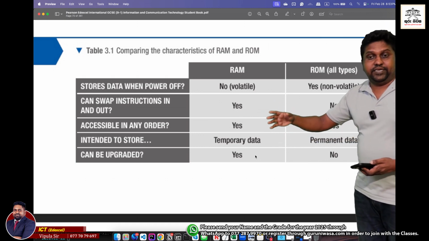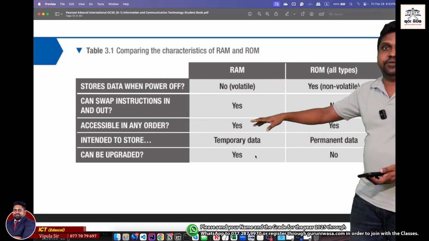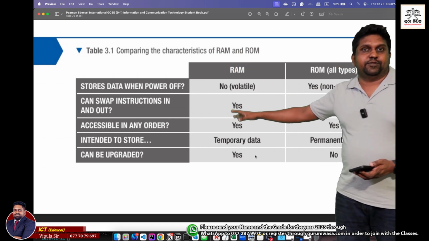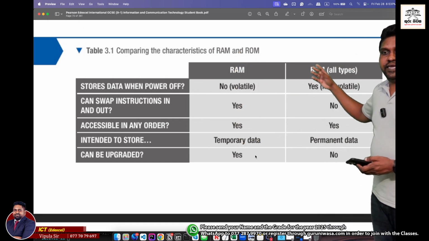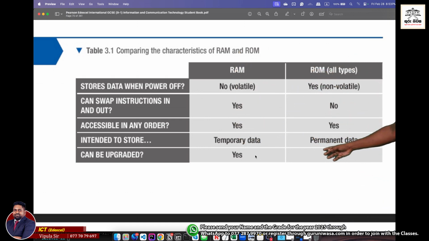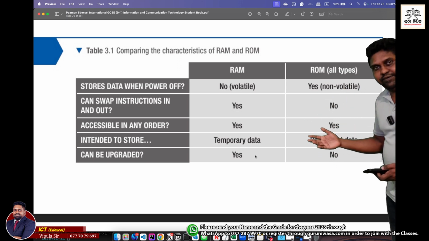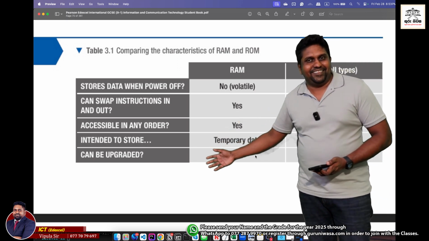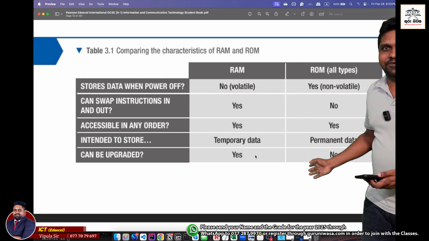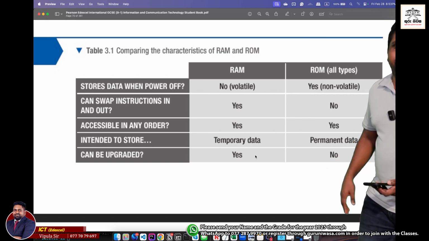And what are they intended to store? Now, this is the most important thing. RAM is intended to store temporary data, and ROM is intended to store permanent data. And can they be upgraded? RAM is yes, obviously yes, but ROM is no. You cannot upgrade the ROM.